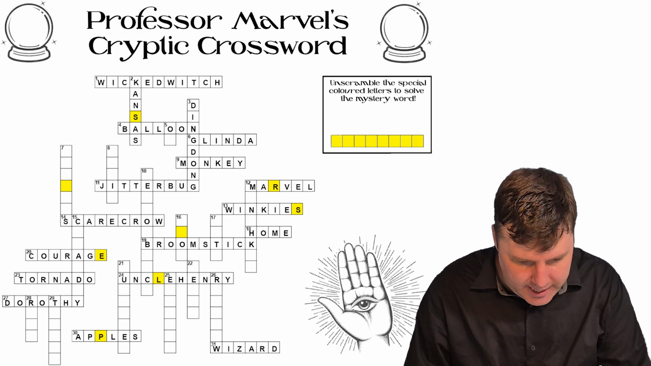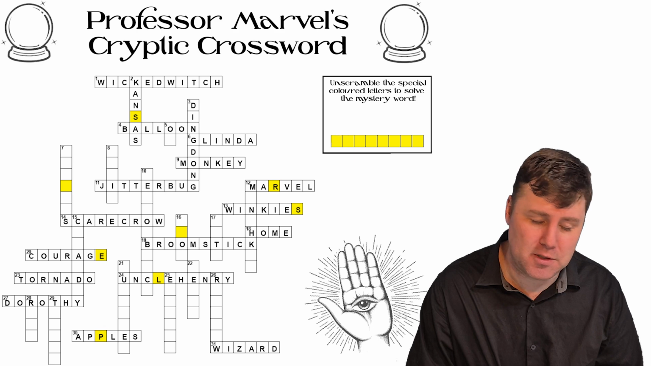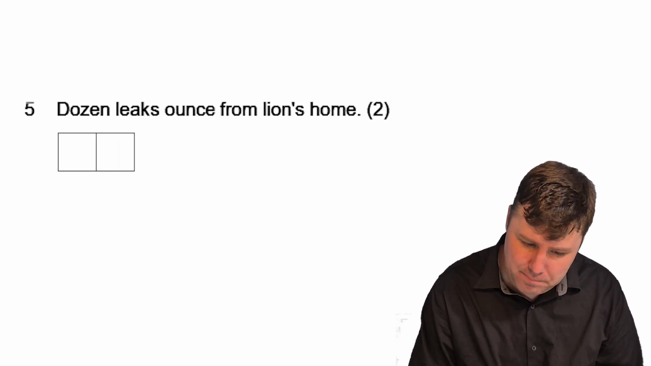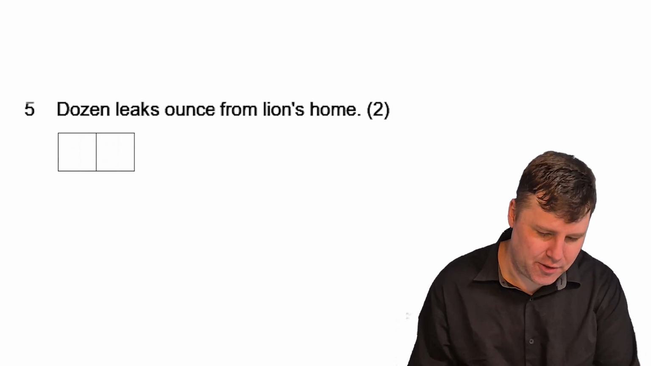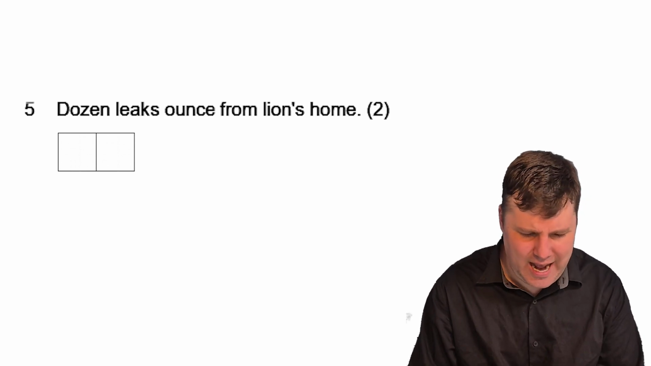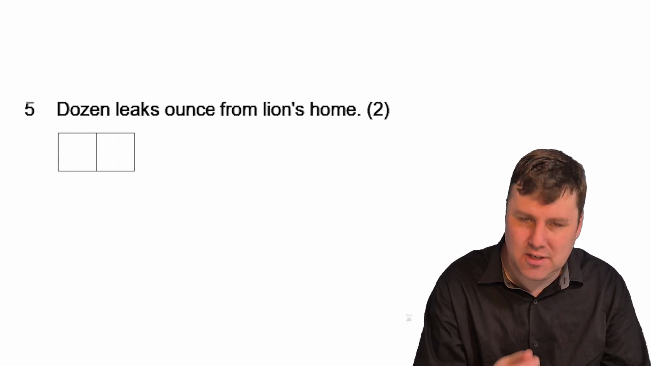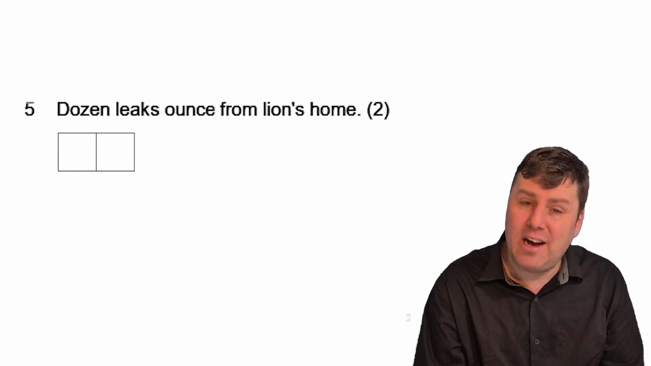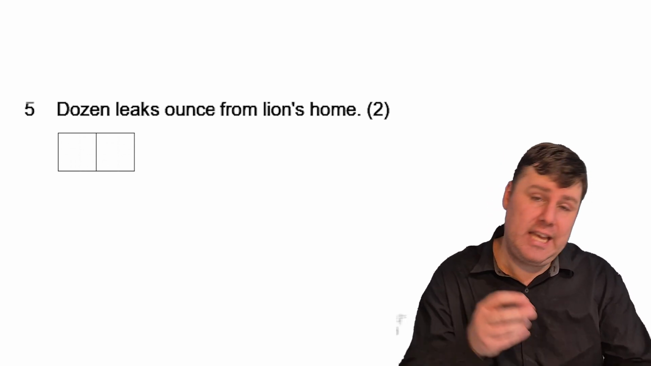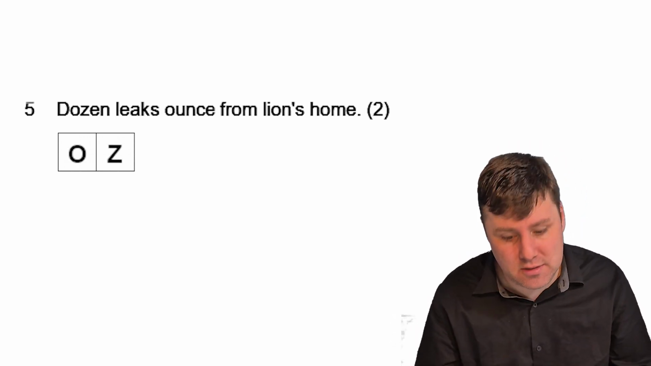5 down is a 2-letter answer. So we already have a limited number of responses that could fit here. "Dozen leaks ounce from lion's home." All right, so we know we've got a lion in the show. Lion's home. A lion's home is a den. And an ounce is leaking from the den. So if we look at the first word there, dozen, it's got the letters for den there. An ounce can be represented with the letters OZ. So that OZ is leaking out of the den, out of the lion's home, giving us our 2-letter answer, Wizard of Oz, Oz.